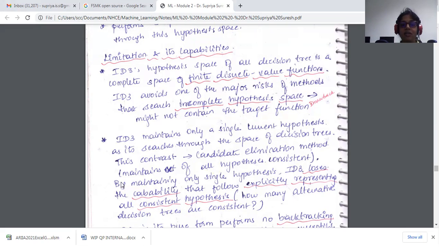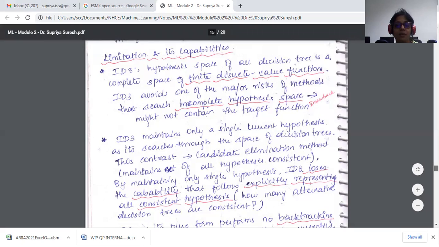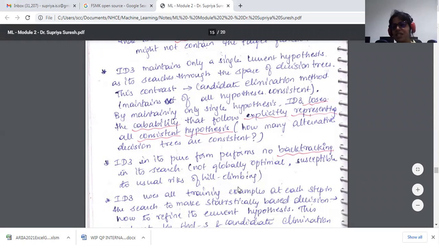Okay, by maintaining only a single hypothesis, ID3 loses the capability of explicitly representing all consistent hypotheses. Yes, true, because in the candidate elimination algorithm we had a set of hypotheses created, right? Here it has only one single hypothesis. It is not going to tell me all the consistent hypotheses, only one hypothesis at that current instance.